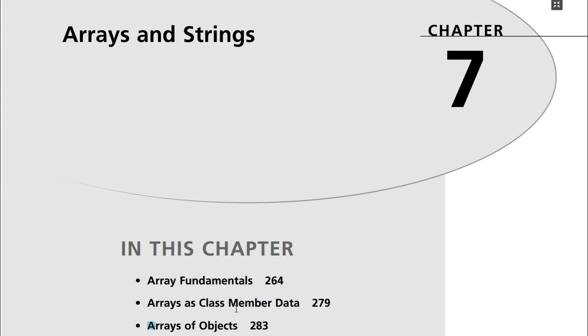In the arrays as class member data, we would see how we can, for example, as we discussed in the previous lecture, in a class we have data items and member functions. So the data item can be declared as an array. So we would see how we can do this. The member data would be in the form of an array, and we would use the stack as an example to see how we can declare the array as class member data.